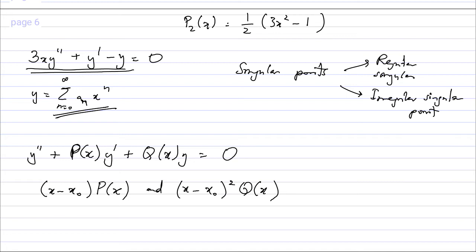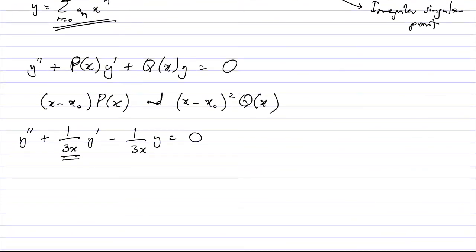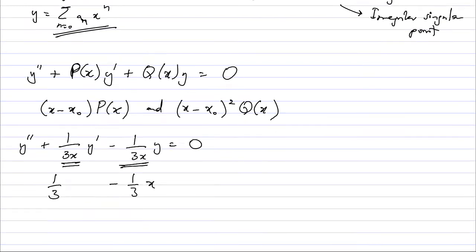So for example, in the equation that I talked about above, there is a singular point at x is equal to 0, but that's a regular singular point. Why? Because p(x) is 1 over 3x. If I multiply by x, then I simply get 1 by 3. That's a nice constant function. Similarly, q(x) is minus 1 by 3x. If I multiply by x squared, I get minus x by 3. That's a nice linear function. Nothing is blowing up over here. So x is equal to 0 is a regular singular point.